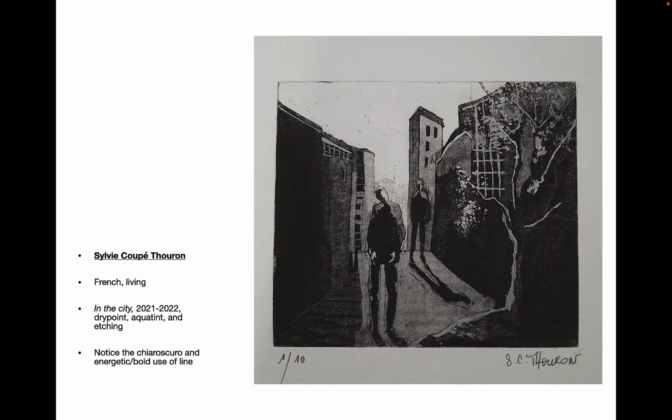Here's another printmaking example. This is a French artist who's still living. These are more recent, from like 2021 and 2022. And what I thought was really cool is this is an example of chiaroscuro, which we've talked about before. And then we also have this really cool line work. I'm noticing around the legs of the figure in the foreground, there's that energy with the line work.